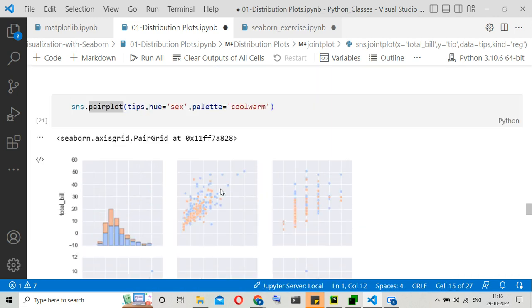Palette is nothing more, it's just a type of color.